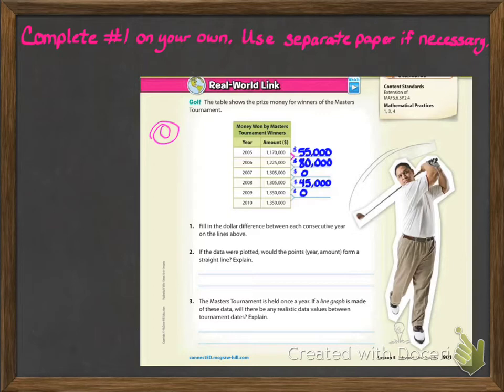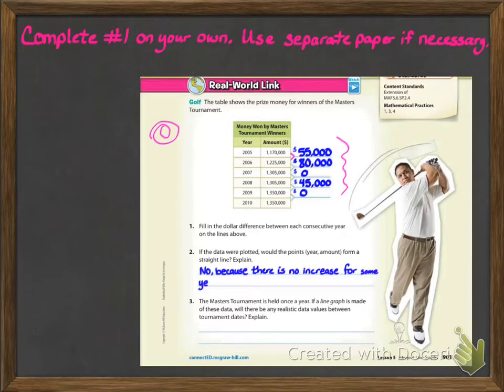Question number 2 reads, if the data were plotted, would the points, year first and then the amount, form a straight line? Explain. What that's saying is if you were to plot these points on a coordinate plane, 2005 would be the first year, and you would plot it at $1,170,000 for your XY coordinate. Then you do the rest of them. Would you be able to connect the dots and form a straight line? Hopefully you said no, because look at this here.